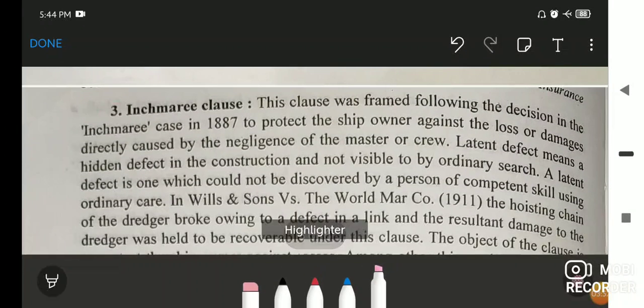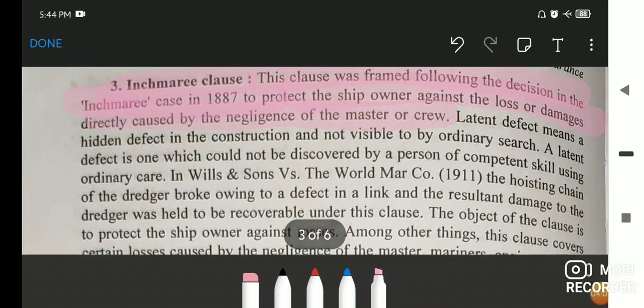Next is the Inchmaree clause. This clause was framed following the decision in the Inchmaree case in 1887 to protect the ship owner against the loss or damages directly caused by negligence of the master or the crew. So whenever the ship owner is facing any loss due to the negligence of the master or any of the crew members, the ship owner is protected under the Inchmaree clause.